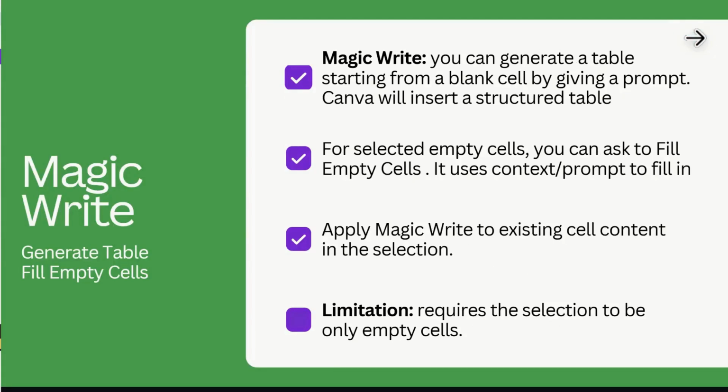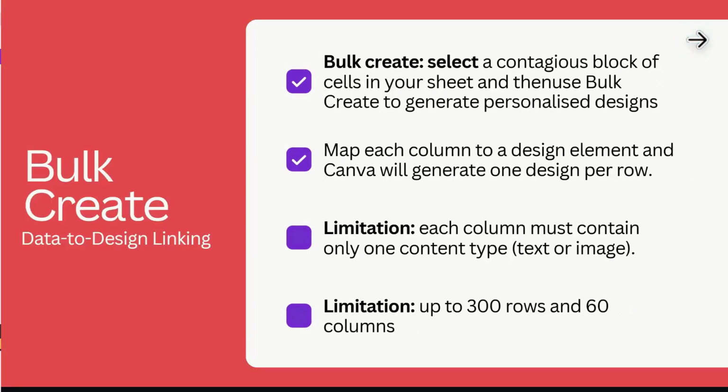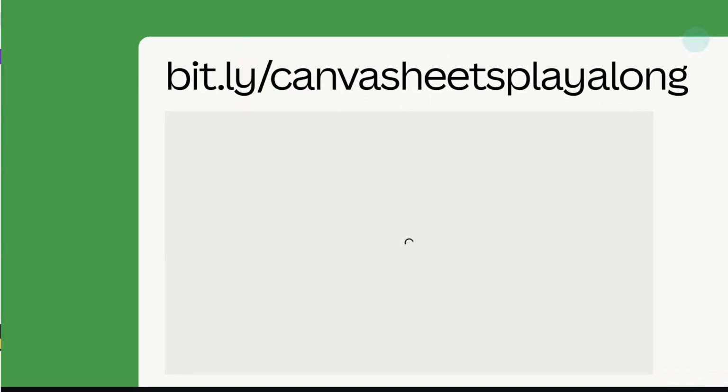Magic Write will allow you to type in a prompt that will then produce a result or fill the empty cells in the table. We also have the ability to mass create content in bulk with a click of a button.